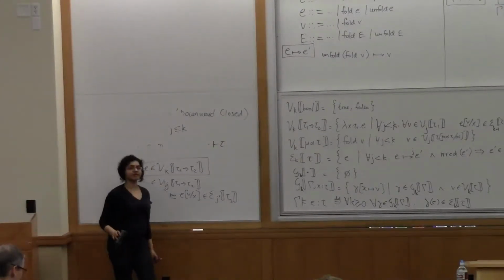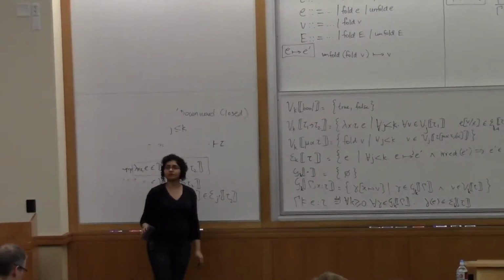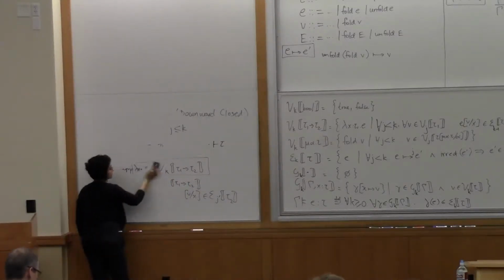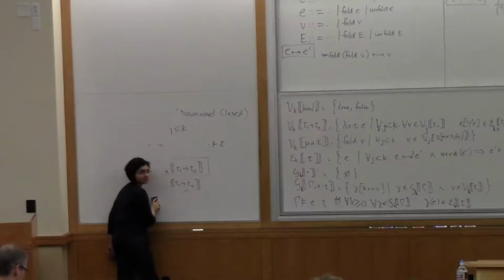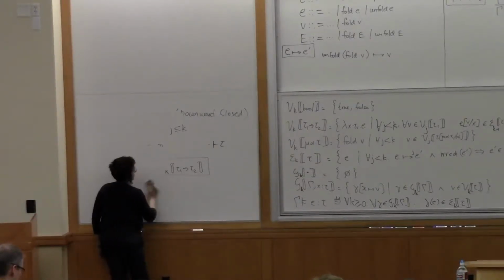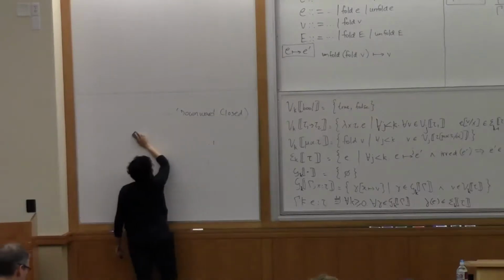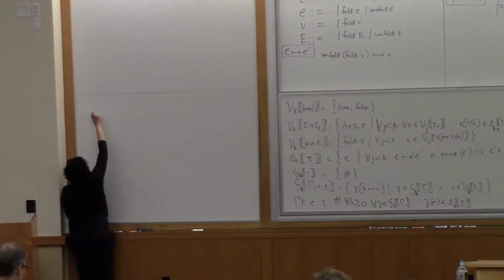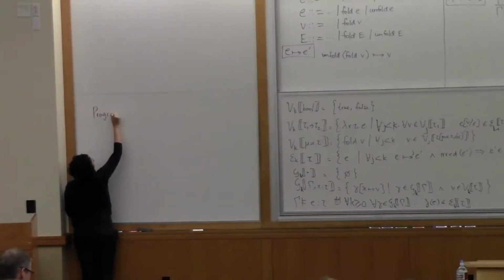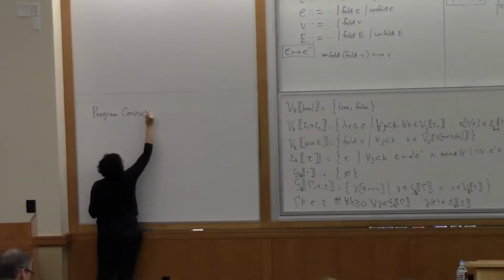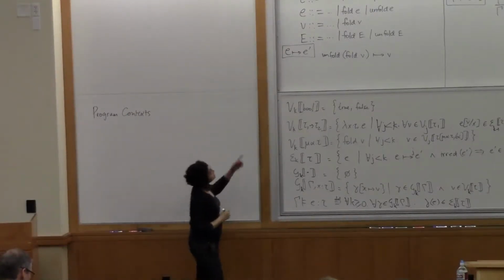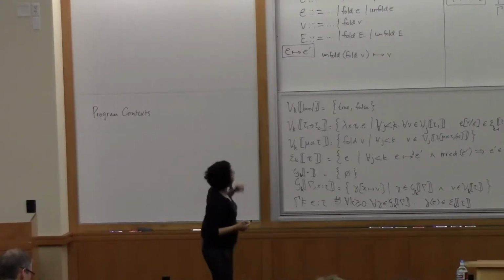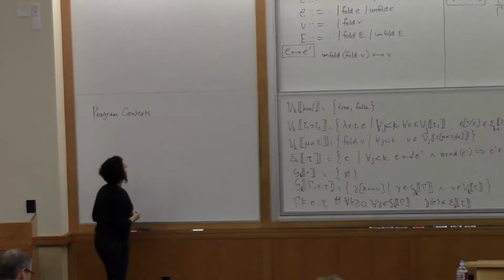So when I say program context, are people familiar with program context? So context is just any expression that has a single hole in it where you can plug another expression. So let me back up a bit and talk about program context. So we've defined a notion of evaluation context up there, right? And we've been using it for essentially defining our operational semantics.